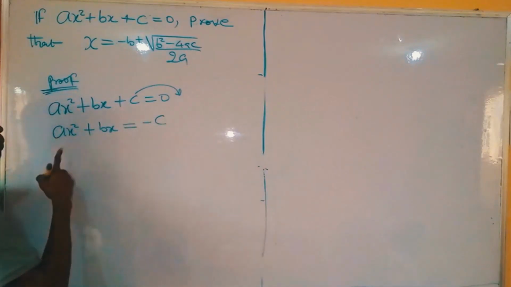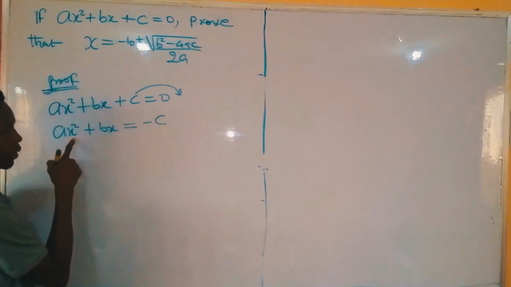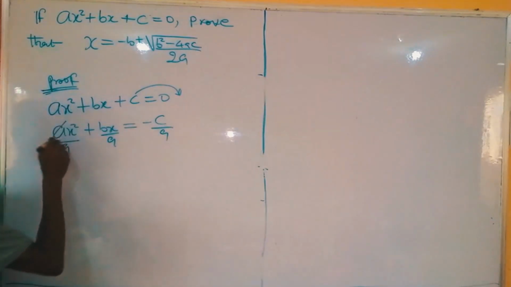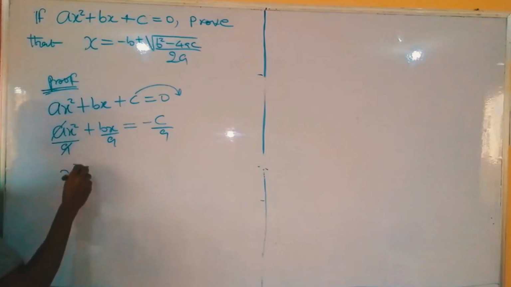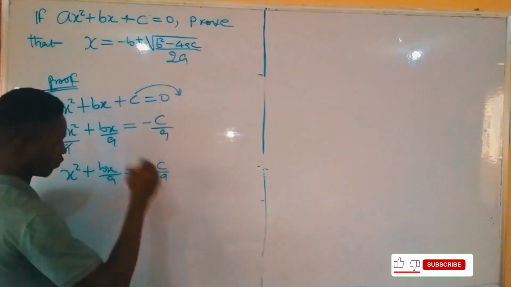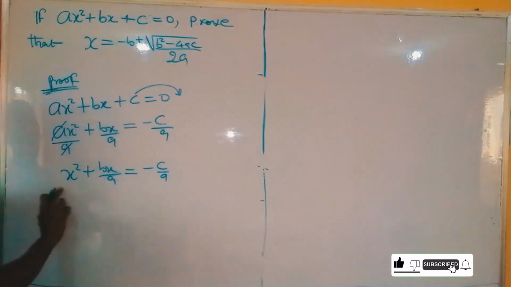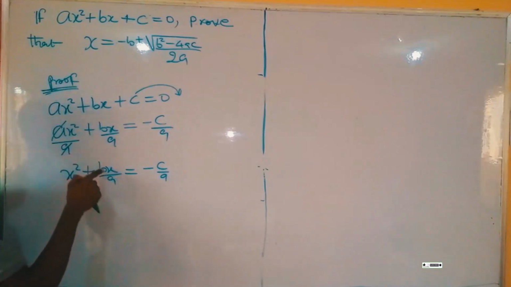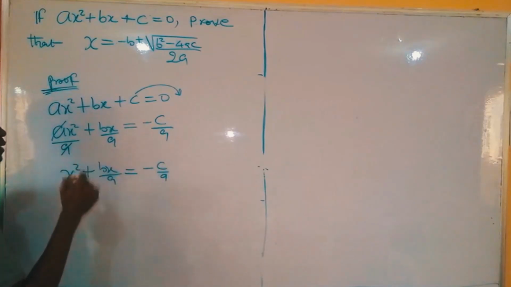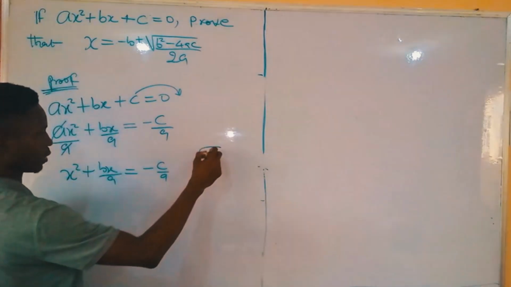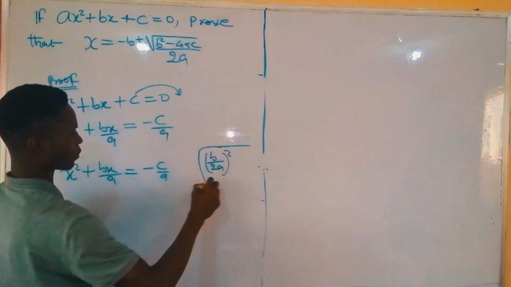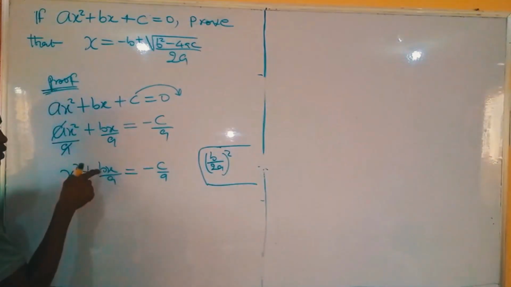Now we divide through by the coefficient of x squared. So if we do this, the a will cancel out. We now have x squared plus bx over a is equal to minus c over a. At this point, we are going to add half the coefficient of x to both sides. That is something like this, b over 2a all squared. That is half the coefficient of this.